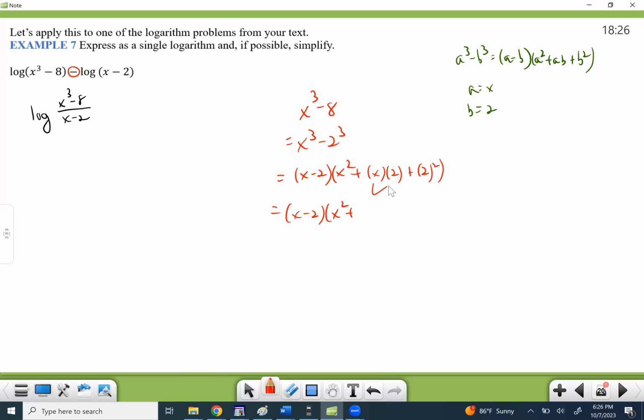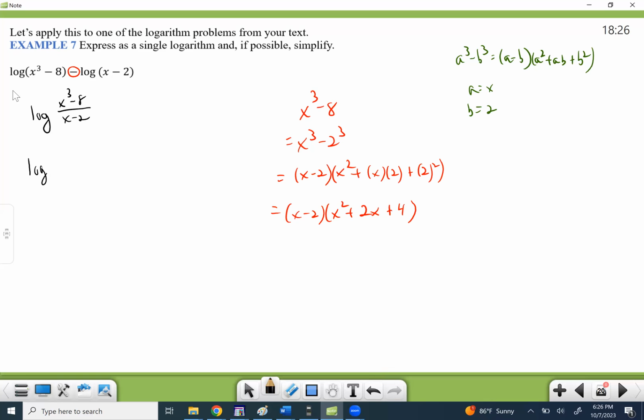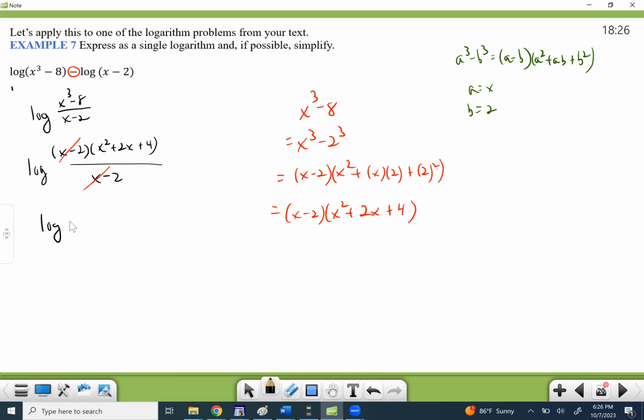All right, so 2 times x is going to get us 2x, and 2 times 2 is going to get us 4. So that's what we're going to substitute in for the top. X cubed minus 8 is really this. And now you can probably see why they would have marked you off if you had left it like that. You didn't technically simplify the x minus 2's. So then we actually get not even a fraction anymore. We get this kind of nice polynomial here.